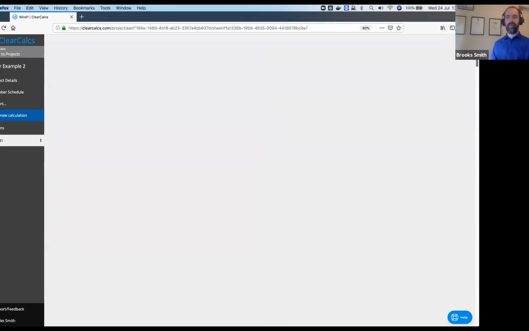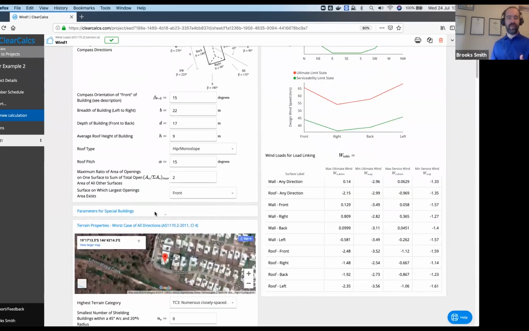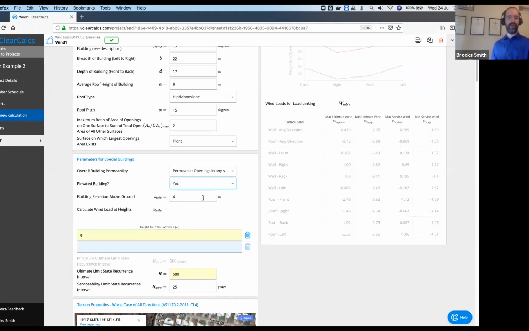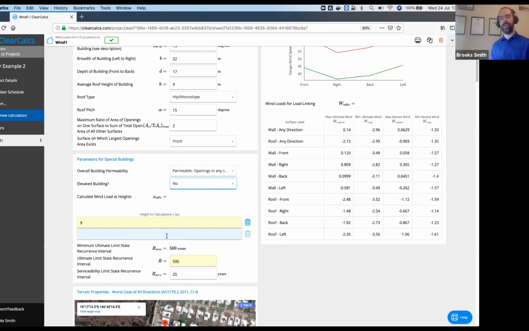I did not mention, if you do have an elevated building or if you have an impermeable building, that's under parameters for special buildings up at the top here. So you can select that you have an elevated building. That will pop out for you what the elevation is above the ground, and we allow you to change those as well. You can also calculate your Z at multiple different heights here. So you can enter in different Z values and enter in as many as you'd like into that table.